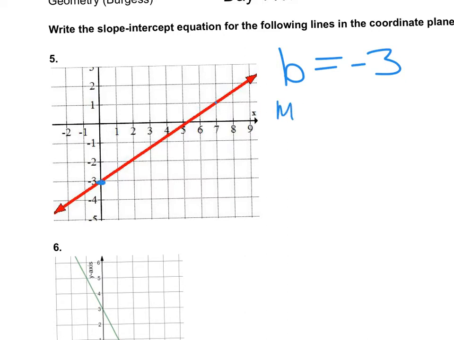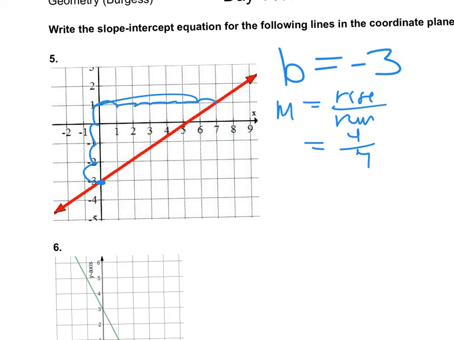Yeah, it's going to help us find the slope, which is rise over run. And Alexis said if we start here, we go up 4 and we go over 7. So our slope is 4 over 7. Which I guess I should write this. 7, yeah.